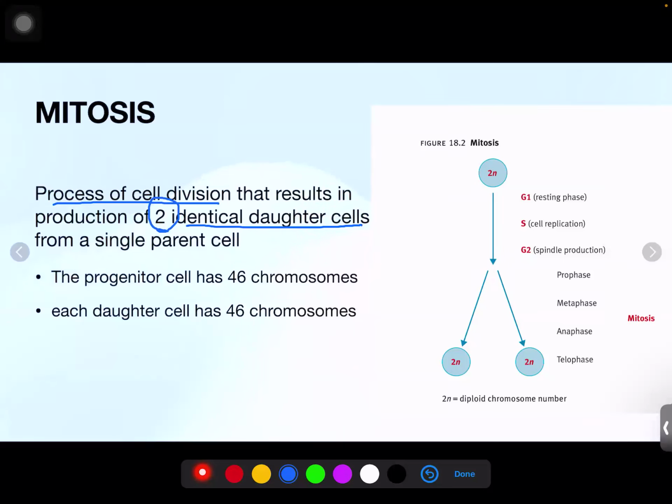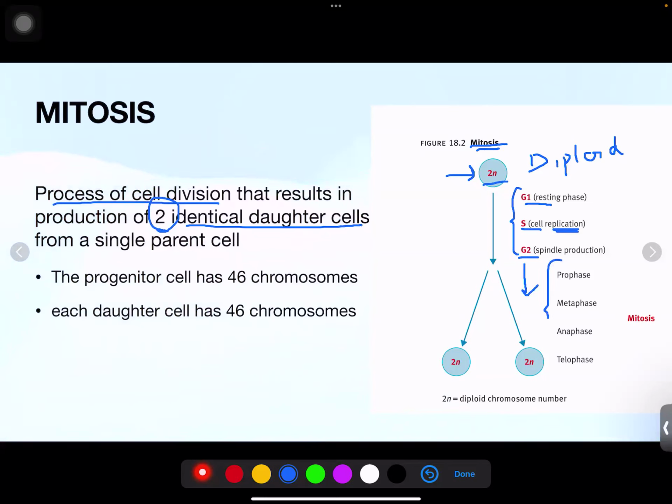And what happens in this mitosis phase? This is the progenitor cell, 2N. 2N means the cell is diploid. Basically, every somatic cell in our body is diploid. So 2N is written. This cell enters the G1 phase. S phase means the cell replicates its DNA. Then the G2 phase. These three phases are interphase, and then the cell enters into mitosis.